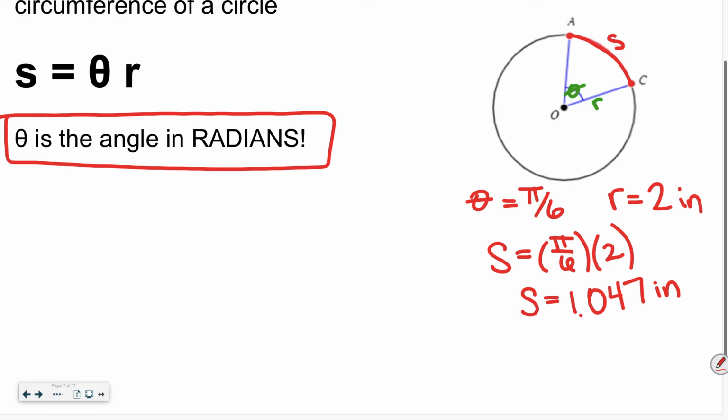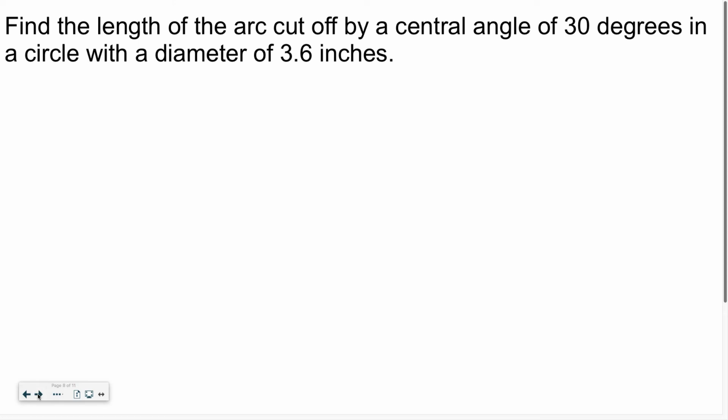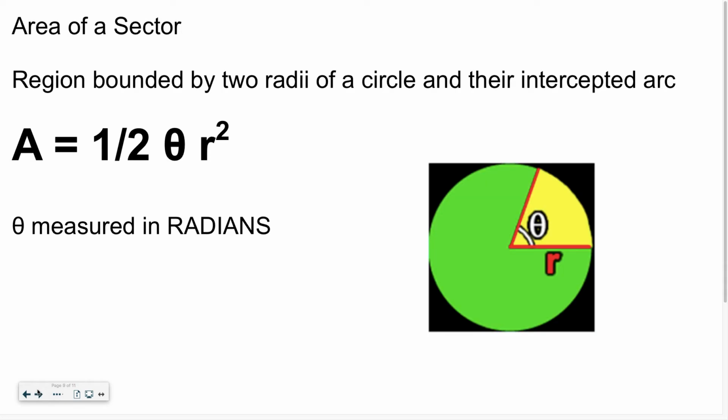Okay. We're not going to do an example, but we also can find the area of the slice of pie by taking 1/2 theta r squared, where once again theta is in radians.